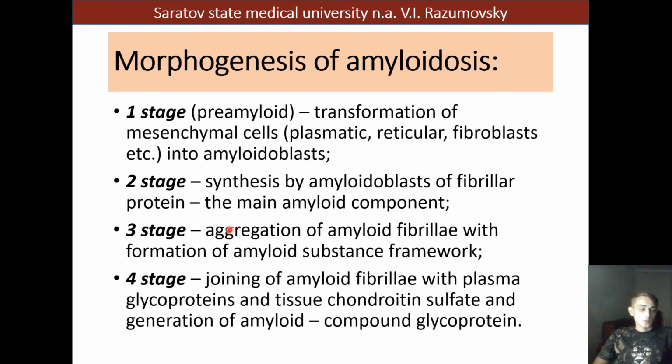Morphogenesis of amyloidosis includes four stages. The first stage is the pre-amyloid stage. This stage includes transformation of mesenchymal cells into amyloidoblasts. The second stage is synthesis by amyloidoblasts of fibril proteins, the main amyloid component, F component. Third stage is aggregation of amyloid fibrils with formation of amyloid substance framework. And fourth stage is joining of amyloid fibrils with plasma glycoproteins and tissue chondroitin sulfate, generalization of amyloid compound glycoprotein.